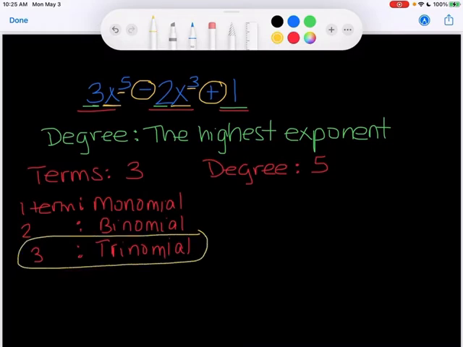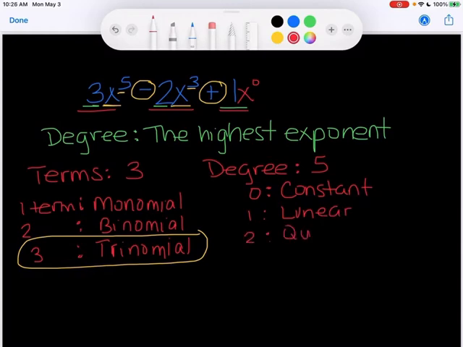But we also name it by degree. So if it's got a degree of 0, and keep in mind, 1 is understood as x to the 0, so any constant has a power of 0. If it's just got a constant, then it's called constant. If its highest power is 1, this is linear. If its degree is 2, we call this a quadratic. 3 is cubic.